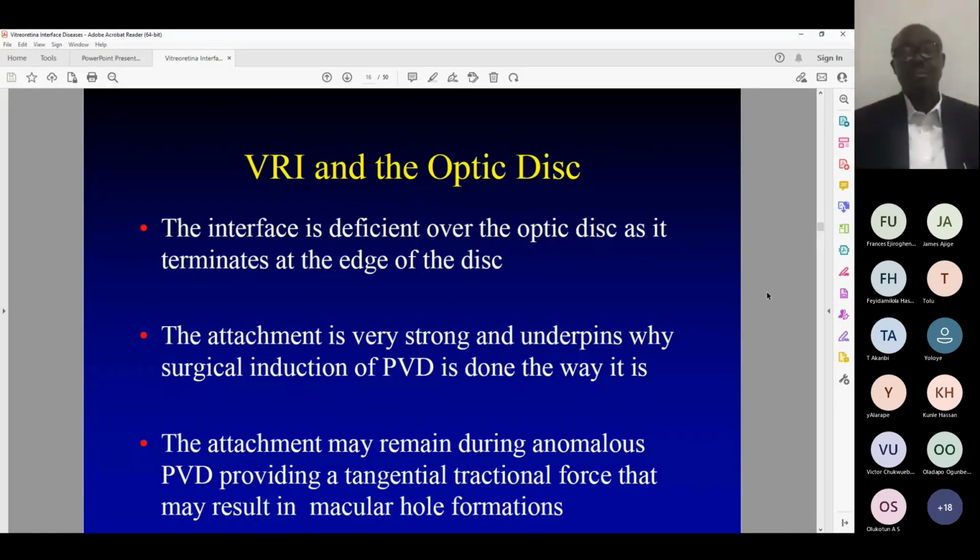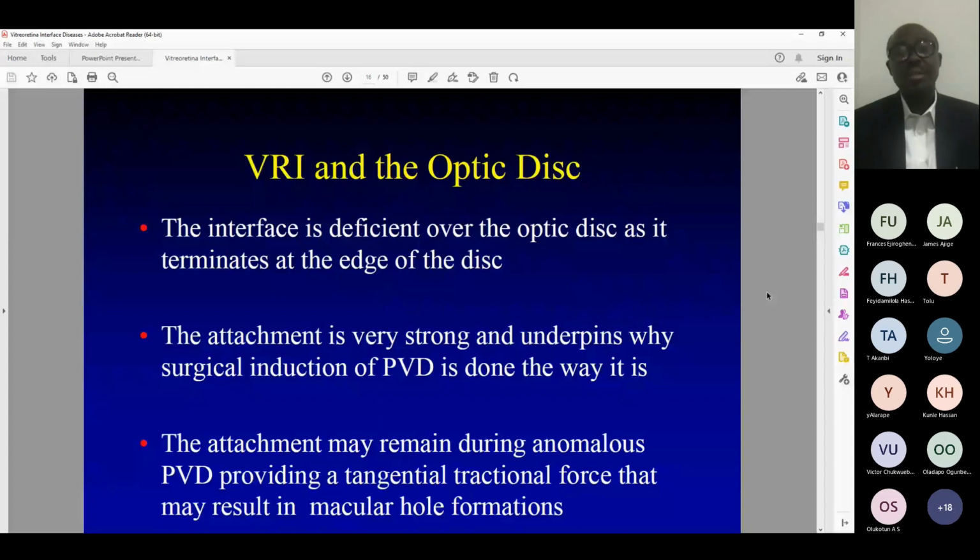So let's look at the optic disc. We mentioned already the interface is deficient over the optic disc as it terminates at the edge of the disc. And this attachment is actually very strong and underpins why surgical induction of PVD is done in the way it is. Anyone who's been to theater to see VR surgeons inducing a PVD during pars plana vitrectomy will notice that we don't put the cutter at the center of the disc. We put it towards the edge of the disc so we can suck in with the hole pointing outwards into the vitreous. This allows us to suck the vitreous into it, and they begin the process of separating this vitreous from the margins of the optic disc.